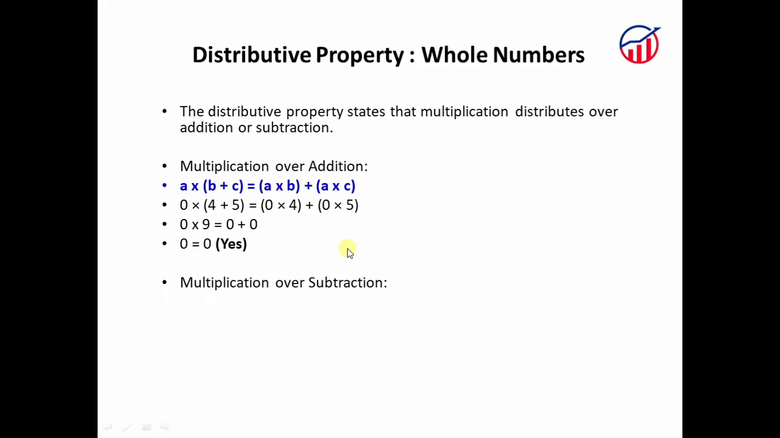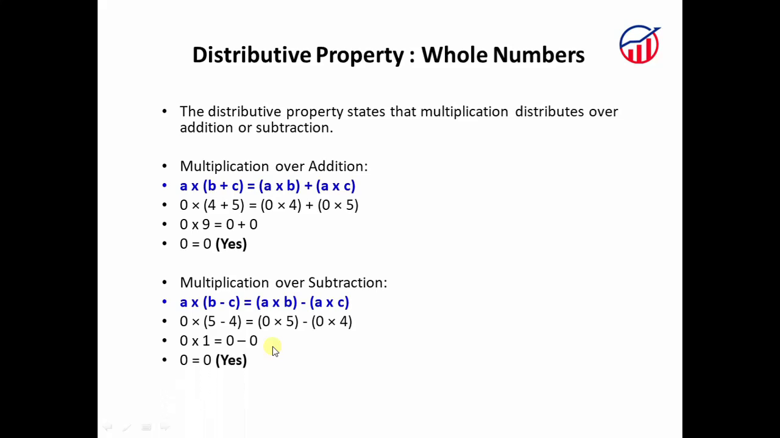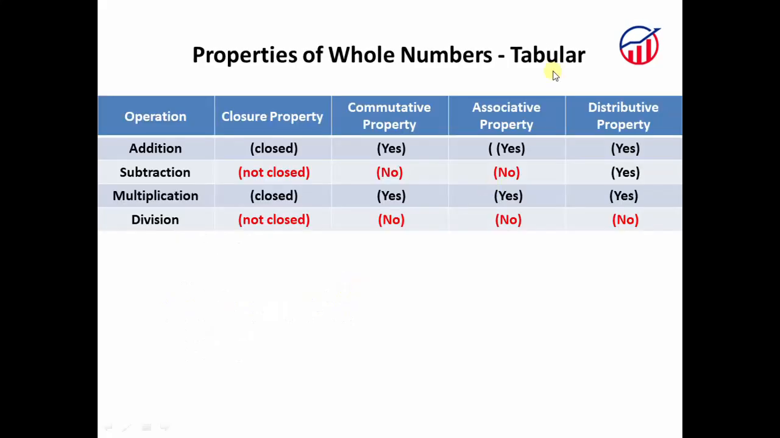Now let's check out multiplication over subtraction. You have a into b minus c is equal to a into b minus a into c. How? A into b over here, negative sign in between, and a into c. Let's check an example. So we check the brackets first. 5 minus 4 is how much? 1. And 0 multiplied by 5 would be 0, and 0 into 4 would be 0. So your answer is 0 1s are 0, 0 minus 0 is again 0, and hence you can see that multiplication distributes over subtraction.